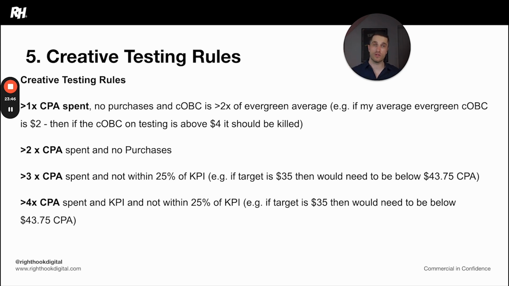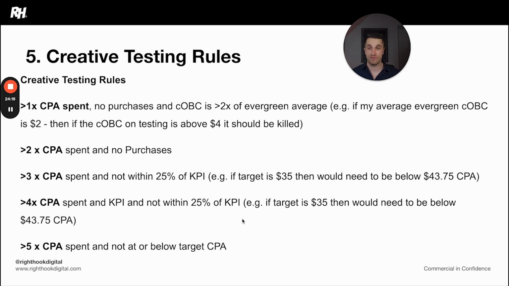If you spent 4 times your target CPA in this creative test, and like before, it's not within 25% of your KPIs, kill it. So all throughout here, you would have killed this creative if it had no purchases after 2 times. But if it's at 3 and 4 times your target in spend, and you're within 25%, keep it on, because you may find that it starts to normalize and you start to get incremental cheaper traffic and cheaper costs. So that's why we keep it on.